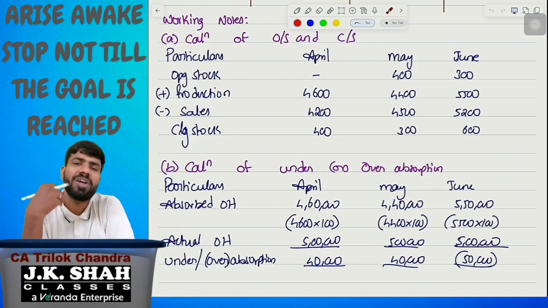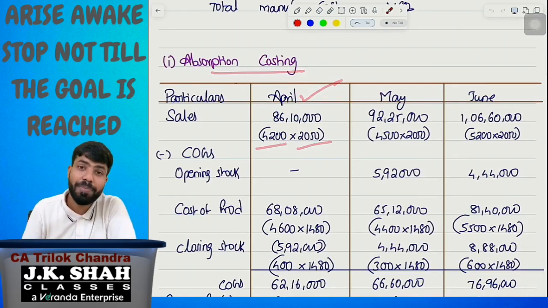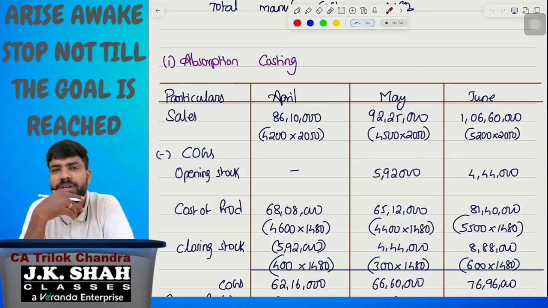Okay, now let us start with the absorption costing system, April month. Sales are 4,200 units at 2,050 rupees per unit, which gives 86 lakh 10,000. Opening stock is 0.